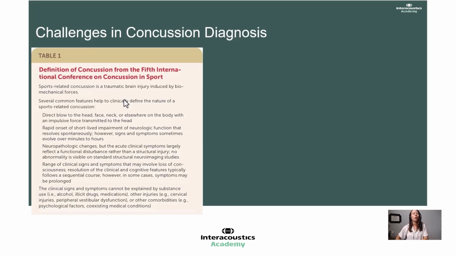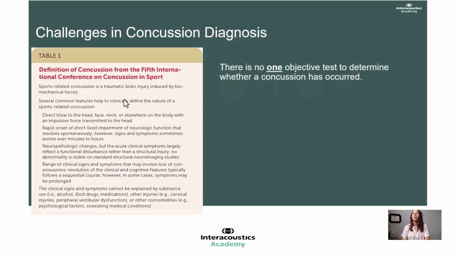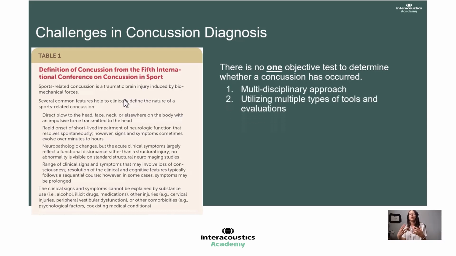And there's actually been quite a bit of discussion in this realm about how it's so difficult to diagnose a concussion. And that's mainly due to a few things. One, there's not just one test that exists to determine whether a concussion has occurred. And so most of the time, we really rely on a multidisciplinary approach with many different professionals, many different tools and evaluations to cross-check us and say, all these signs and symptoms are in place. We also have this objective data. It's likely that they have a concussion.